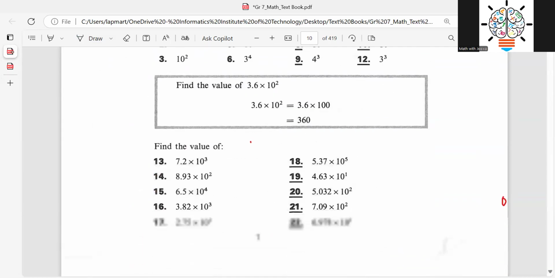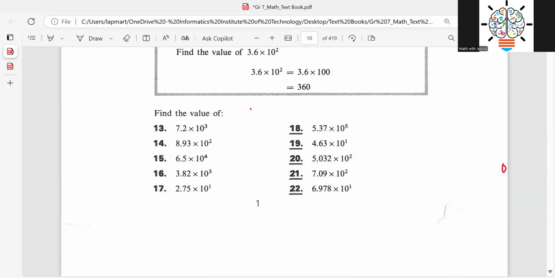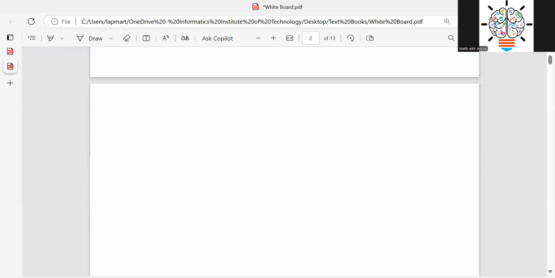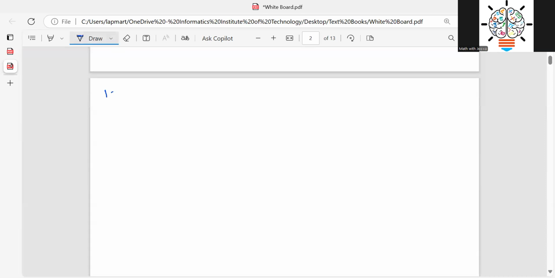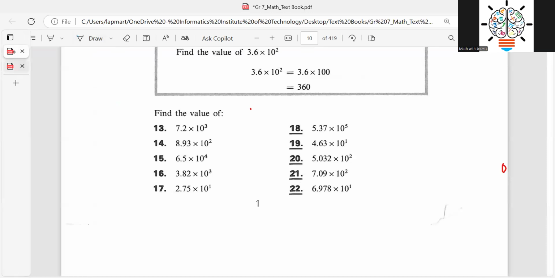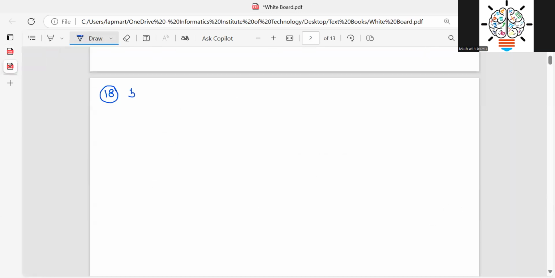So then the next set of questions, you want to do the underlined sums, 18 to 22, right? So then I'll show you how to do 18. We will put the question number 18 here, and we'll see that you want to show all the steps, children. So then here we have 5.37 multiplied by 10 to the power of 5.